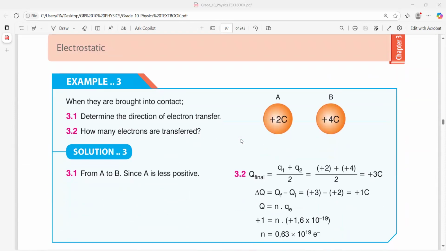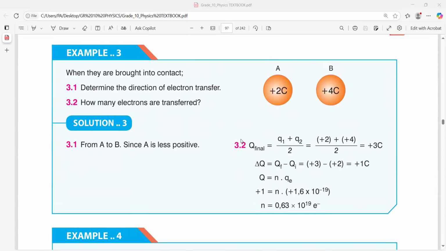So next question, when they come together, they contact and separate. So plus 2, plus 4 now. Asking you the same questions, direction of electron transfer is from A to B. Why? Because we have positive 2, positive 4, and positive 2 is less than positive 4. And then asking you how many electrons transfer. Sometimes they ask you what is the final charge when they touch each other. You can just use this formula. Sometimes they ask you how many electrons transfer, and step by step, you should answer.